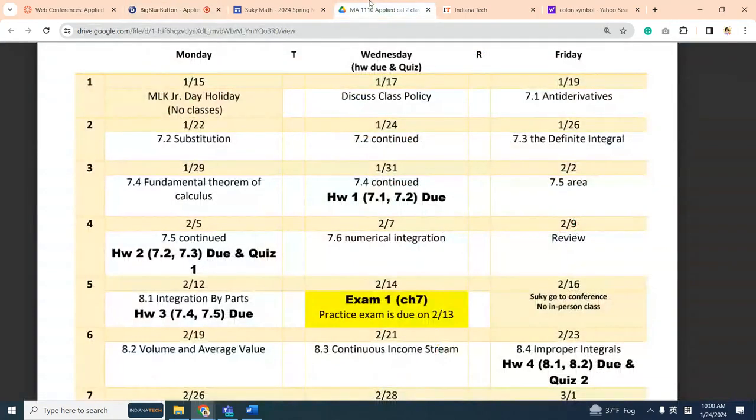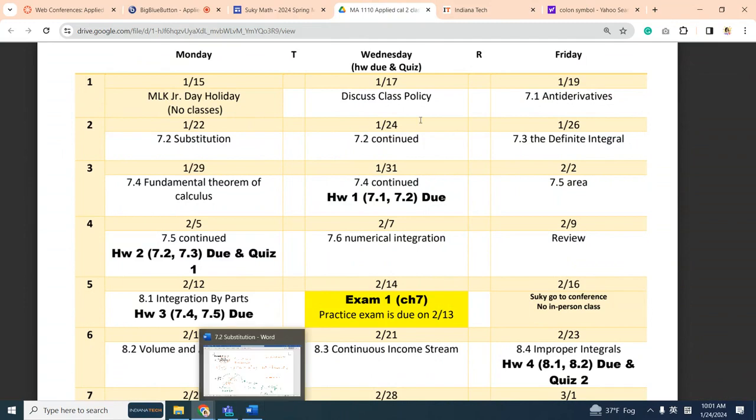Everybody, today is Wednesday, January 24th. This week you don't have any homework due. So let's continue on section 7.2. After today's class, you can start working on your homework. Your homework is about 7.1 and 7.2.